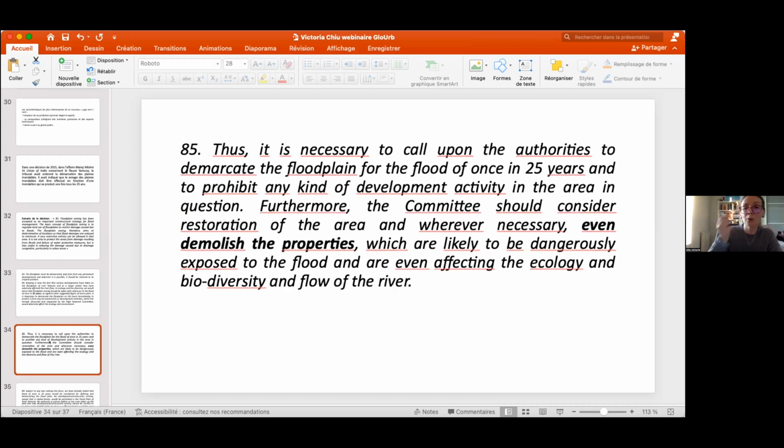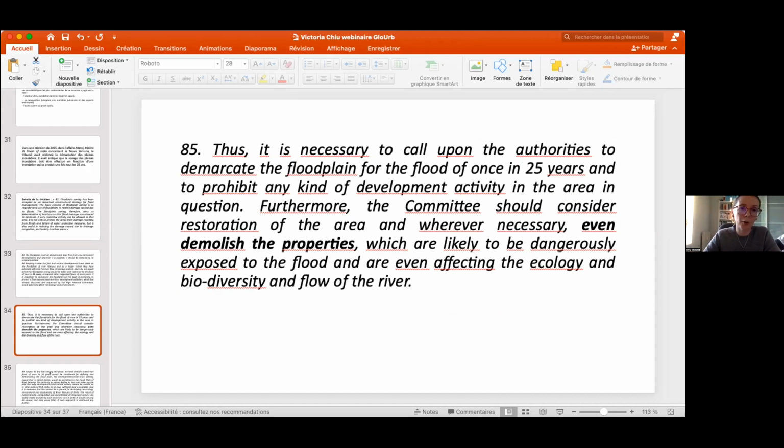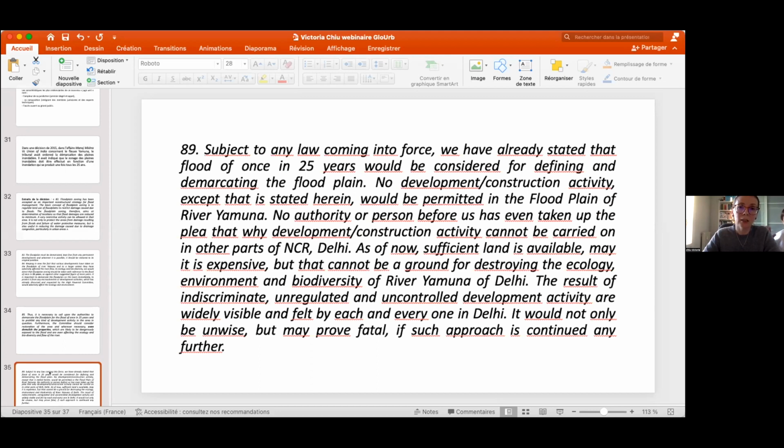It's also important to keep in mind that the tribunal says that it's quite possible to envisage the demolition of certain constructions in the framework of this kind of planning, because these constructions might find themselves in a zone where there is a high risk of flooding. So as I was saying, there are legal decisions taken, but the Green Tribunal doesn't have much authority when it comes to application of these decisions.